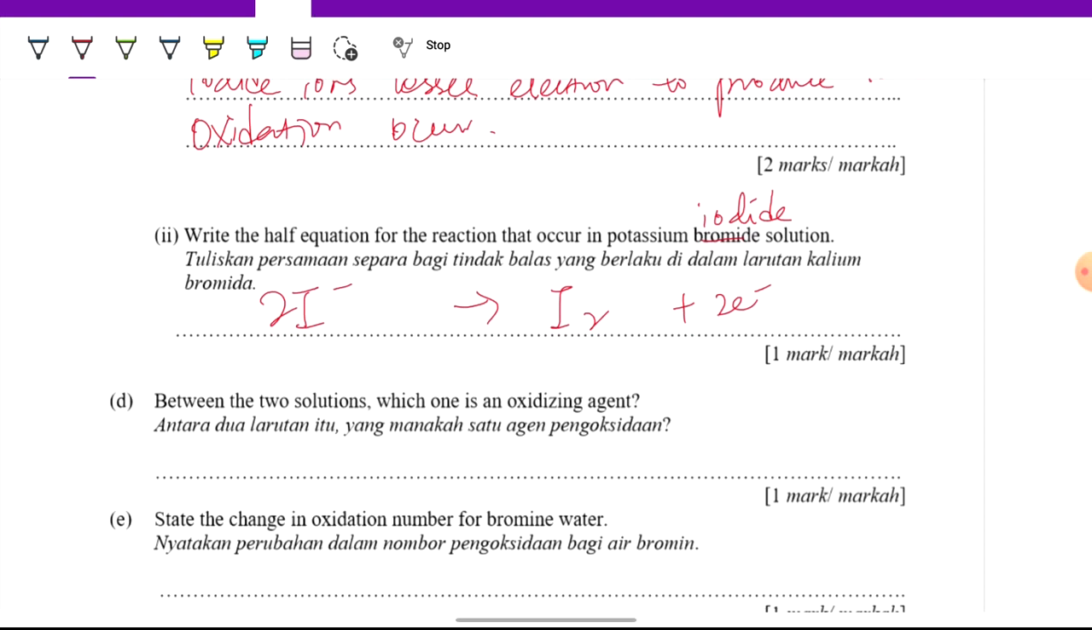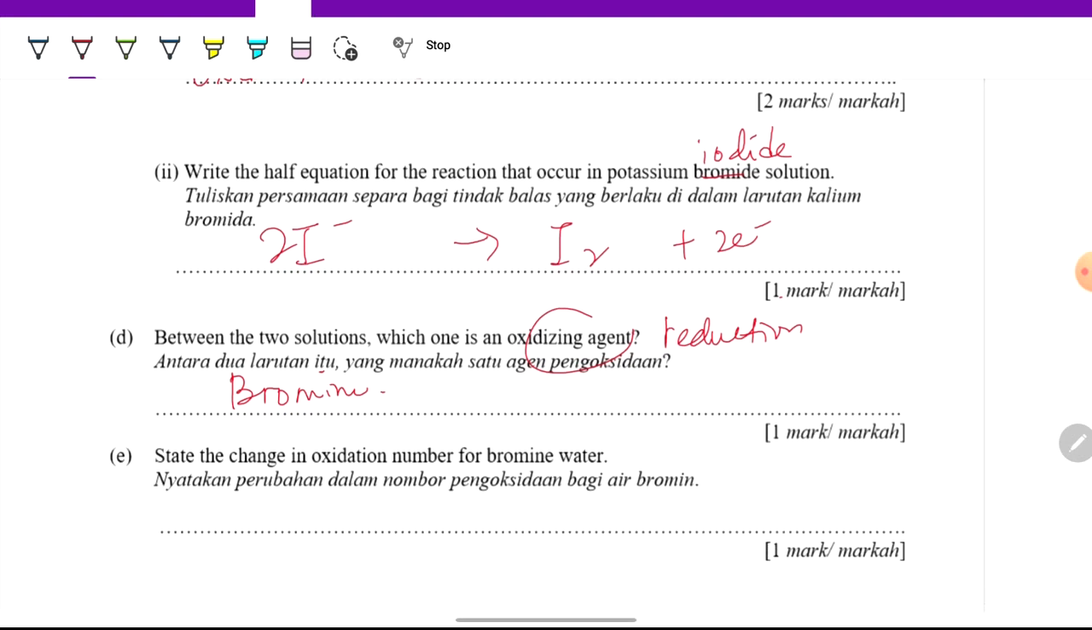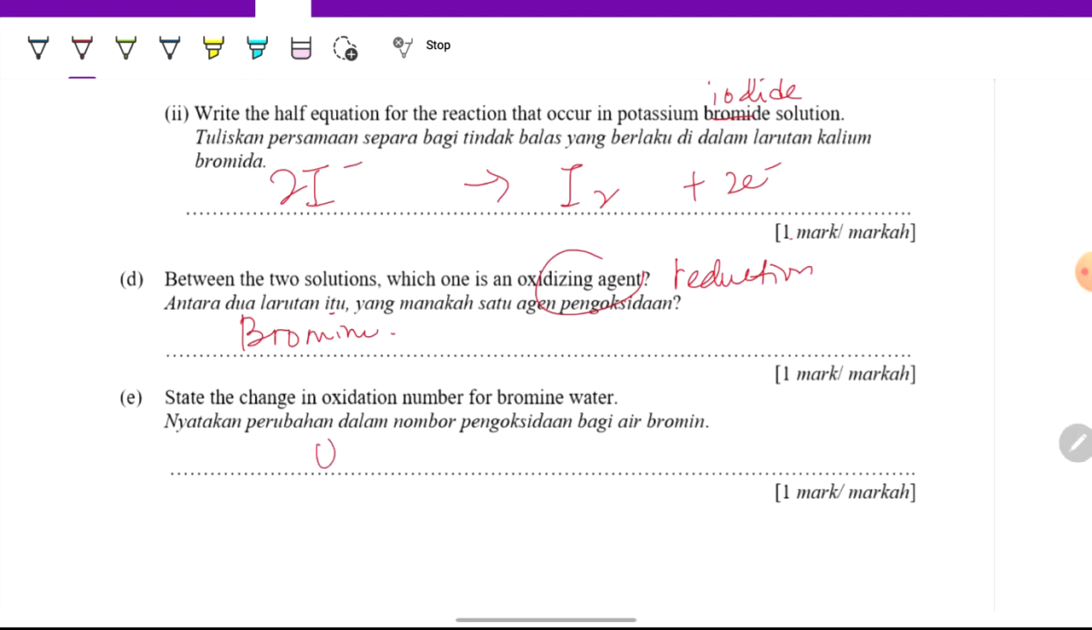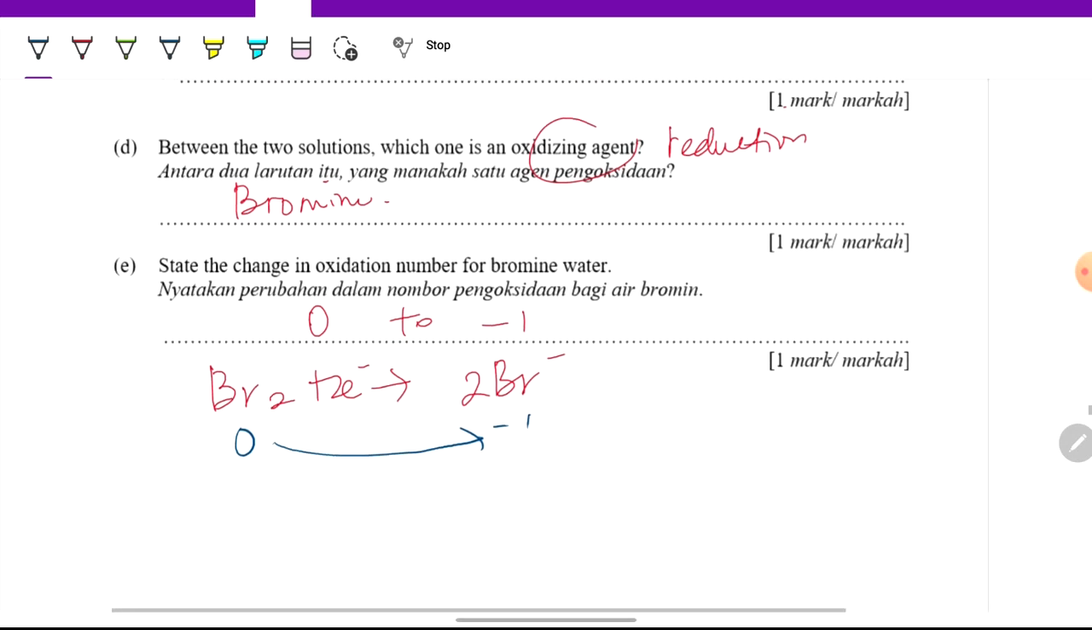Between the two solutions, which one is the oxidizing agent? The oxidizing agent undergoes reduction. So the reduction here will be the bromine. Now state the change in the oxidation number. Bromine changes to bromide, right? So it'll be 0 to minus 1, because you see if I write out the equation, bromide undergoes reduction. Reduction is gain of 2 electrons. So this oxidation number will be 0, this one will be minus 1. So from 0 changes to minus 1.